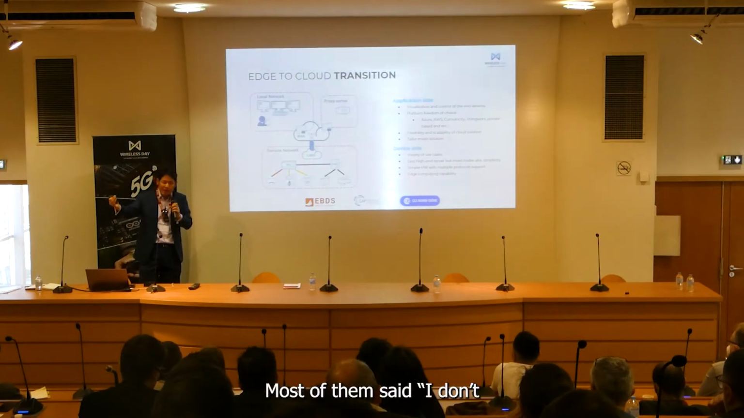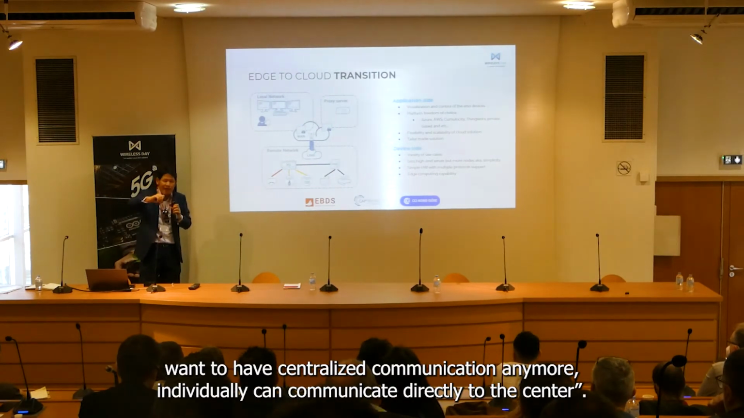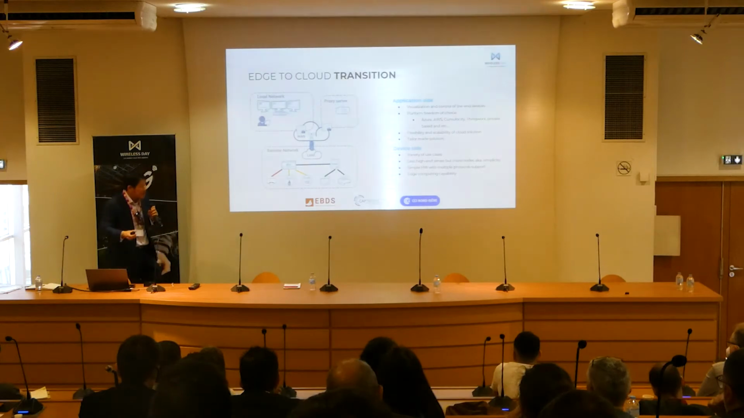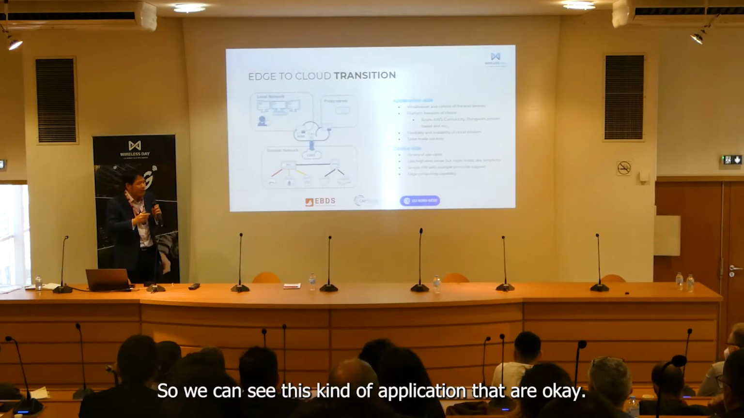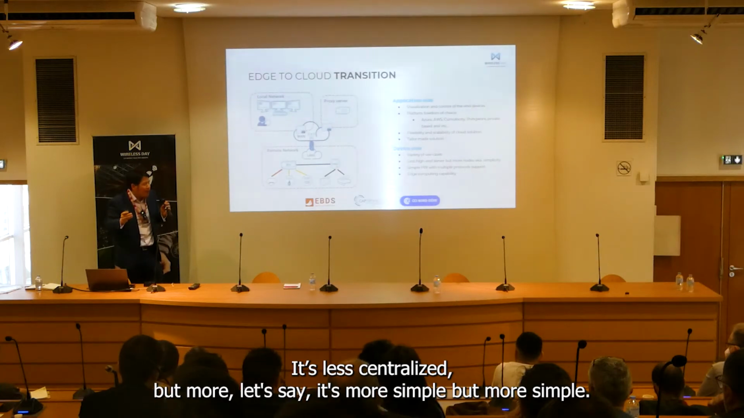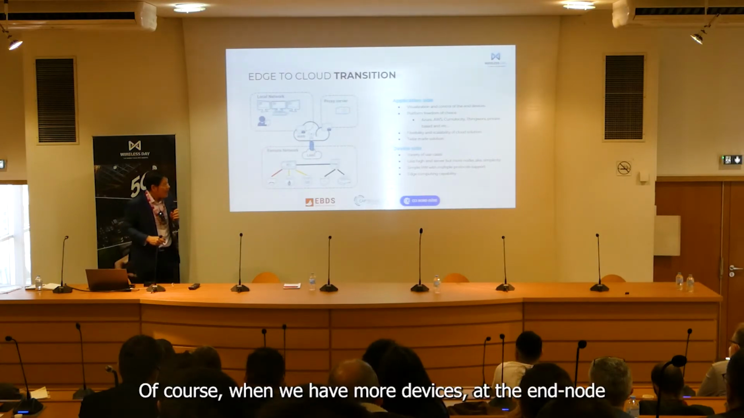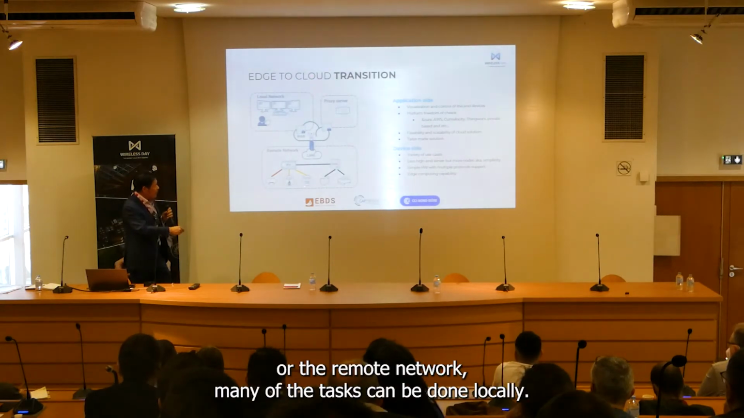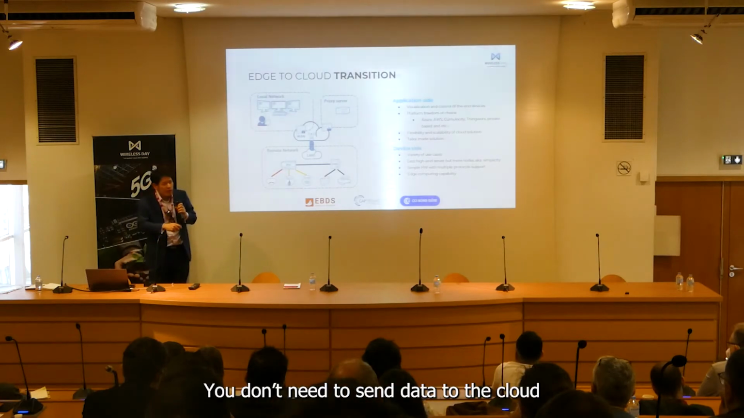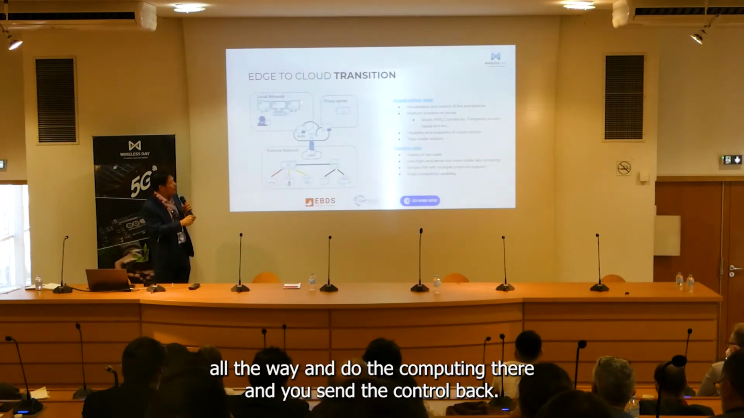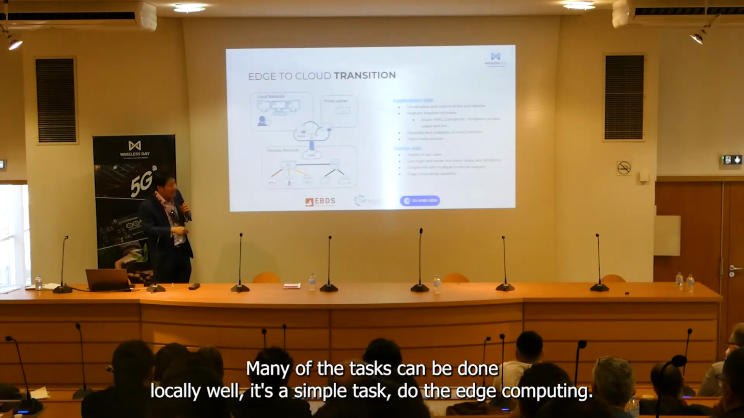And most of them say, I don't want centralized communication anymore. Each individual node can communicate directly to the center, something like this. So we can see this kind of application is less centralized, but simpler at the end node. And of course, when we have more devices at the end node or the remote network, many of the tasks can be done locally, because you don't need to send data to the cloud all the way, do the computing there, and send the control back.